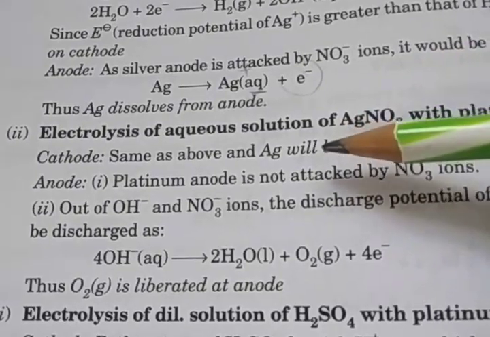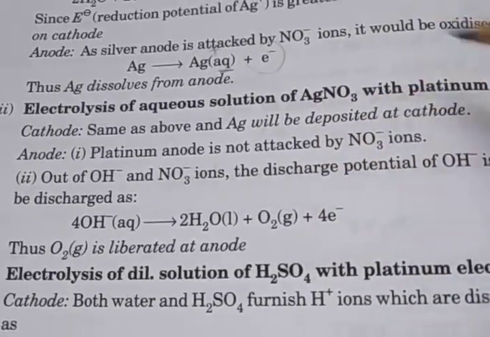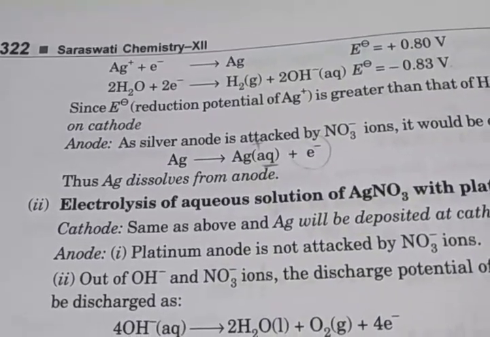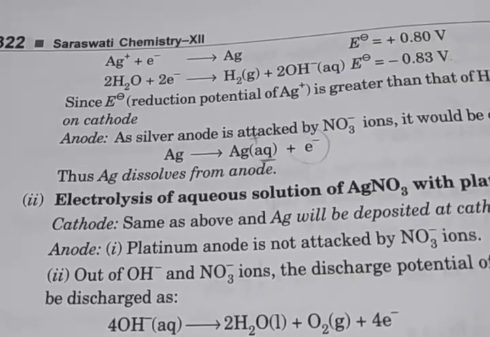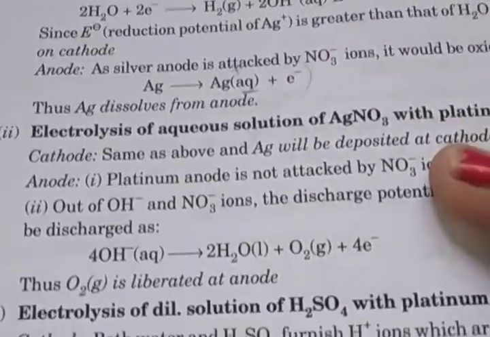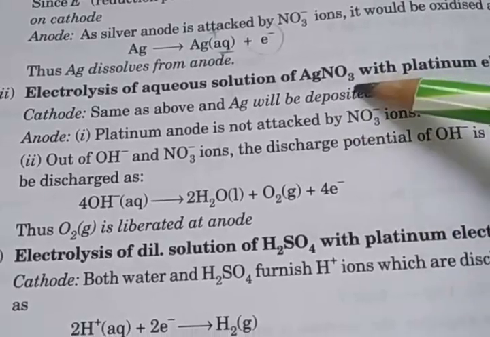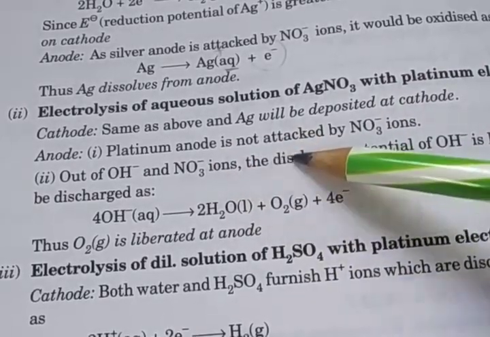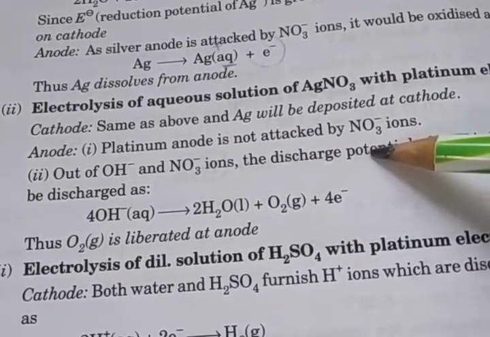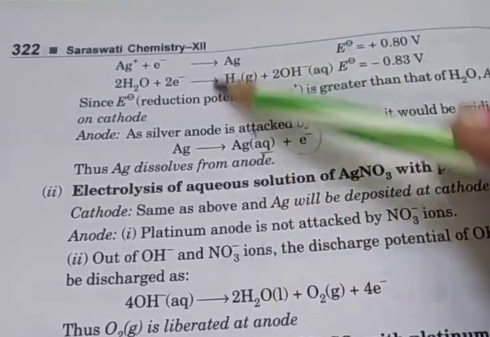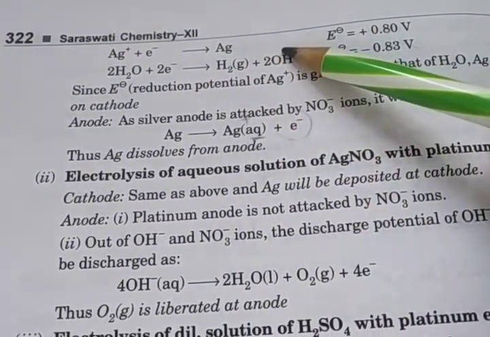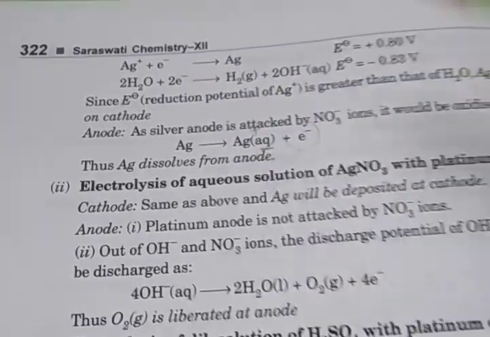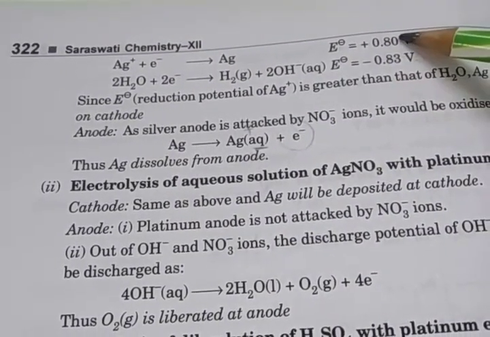Second one is electrolysis of the aqueous solution of AgNO3 with platinum electrode. Here we have to use a platinum electrode, and in the first we used a silver electrode. You already know that the platinum anode is not attacked by nitrate ion. At the cathode, in the same way, Ag+ gains an electron and converts into Ag, and water also, but the same Ag will be deposited at the cathode because its potential value is greater than water.